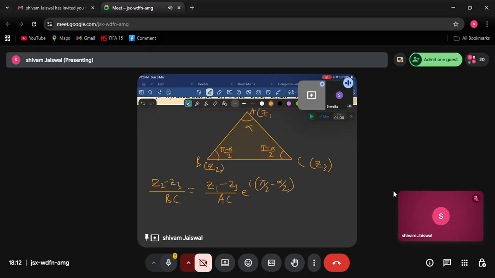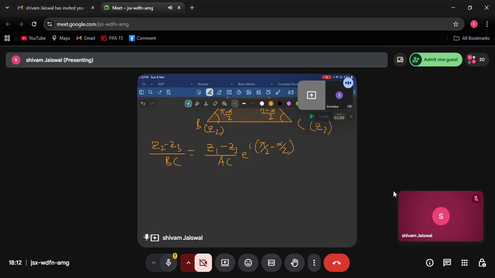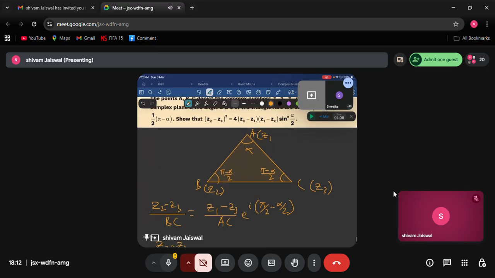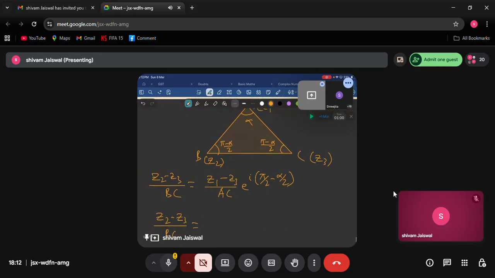Tell me, did you understand, Shita? Yes, sir. Are you getting why I have divided by BC and AC? Because they are the unit vectors. They will not superimpose until and unless you take the unit vector. Yes, sir. Next. Similarly, I can write Z2 minus Z3 in another way. Z2 minus Z3 upon BC will also be equal to, I have written Z1 minus Z3, so I can write Z3 minus Z1 also. Wait.